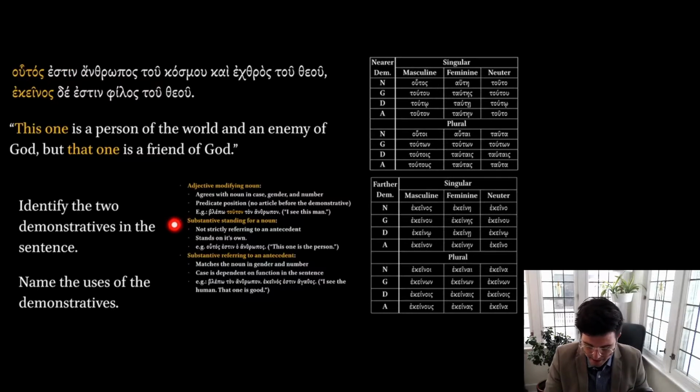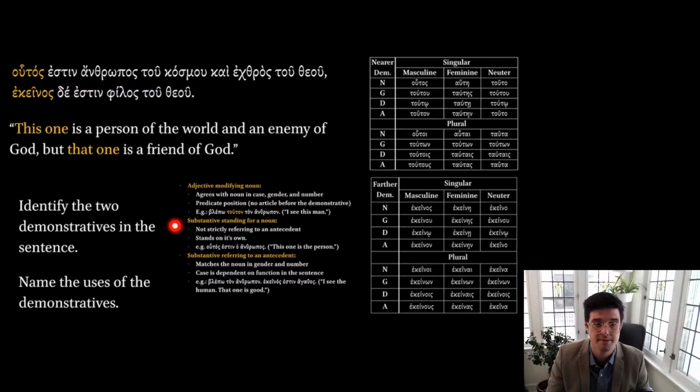In this case, probably a substantive standing for a noun because we don't know what comes before. Maybe someone was mentioned that this one is, and in that case it would be this one here, substantive referring to an antecedent. But because we don't have anything previously, we're going to go with this one in this case. And then down here, we have the same thing.